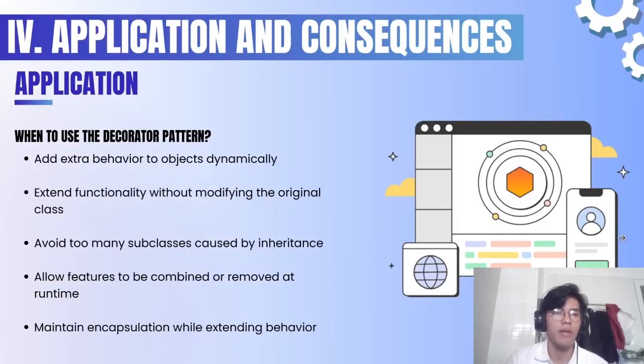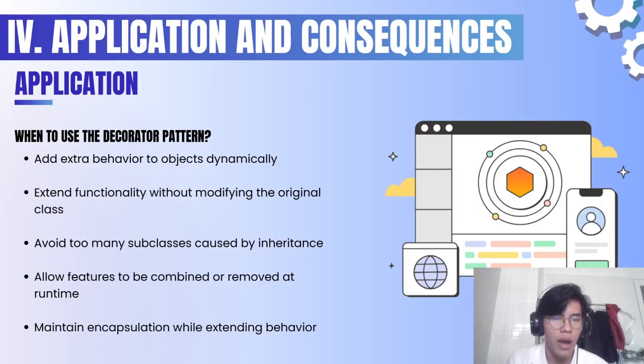So now we will move to part 4. My name is Nguyen Lam, and now I will talk about the application and consequences of the decorator pattern. Okay, so first, to talk about the application, we need to know when to use the decorator pattern. The decorator pattern is used when we want to add extra behavior to objects dynamically. Instead of modifying the original class, we can extend the functionality by wrapping the object with decorators.